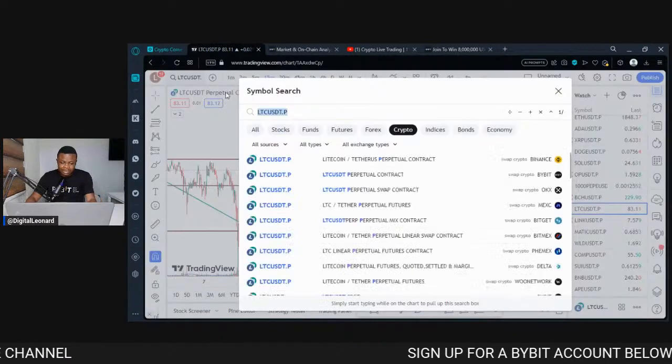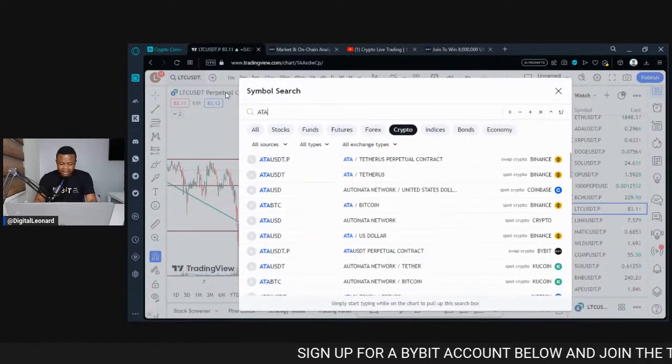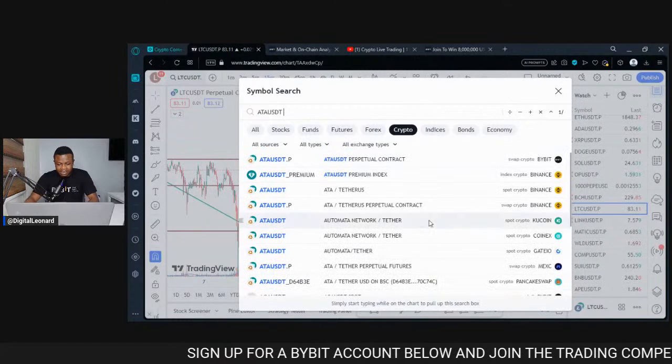Okay. So the next token there is ATA USDT. Let's look at that and see what's possible.